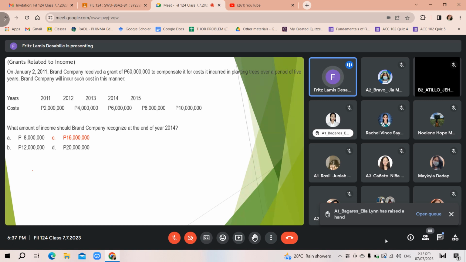On January 2, 2011, Brand Company received a grant of 60 million to compensate it for costs it incurred in planting trees over a period of 5 years.